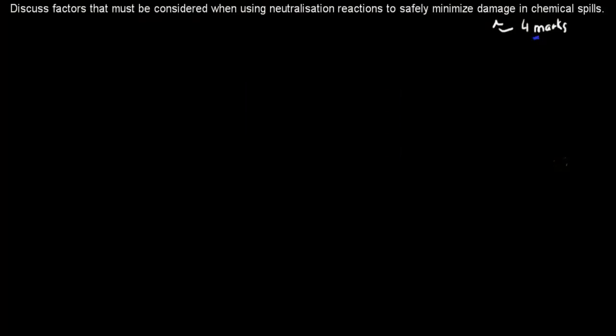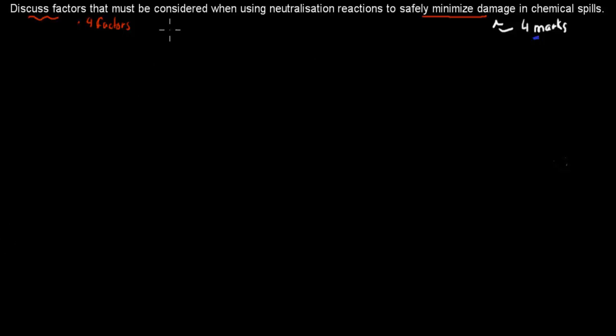Welcome back. Alright, so the question itself says discuss factors, so obviously you have to discuss factors that must be considered when using neutralization reactions to safely minimize damage in chemical spills. So you have to talk about factors that help you minimize damage when it comes to neutralization reactions. So overall, you should have 4 factors that would help you minimize any damage, because it's worth 4 marks. So to get full marks, ideally you have 4 factors.